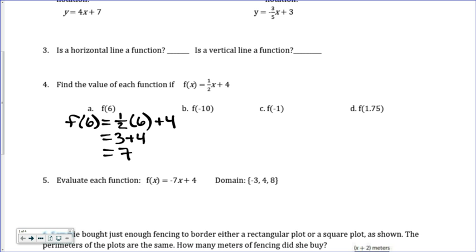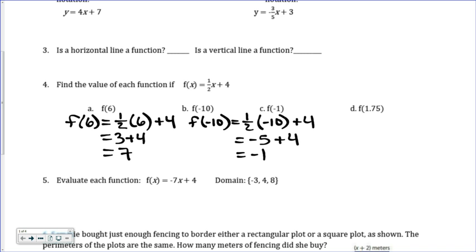Let's do B. So for B we have f of -10. Plug that in. 1/2 of -10 plus 4. 1/2 of -10 is -5. -5 plus 4 is -1. So each of those answers you're going to substitute in and solve that direction.